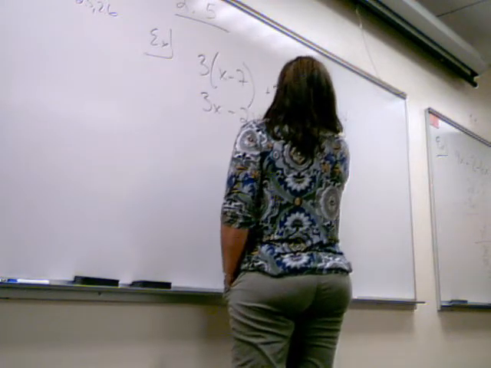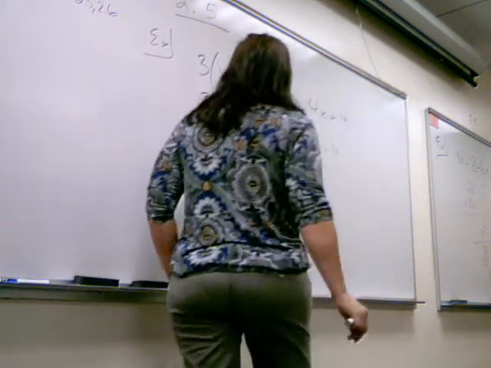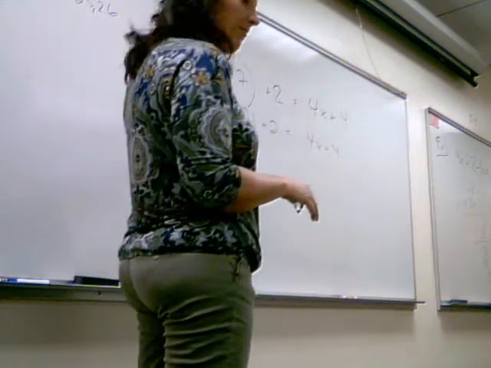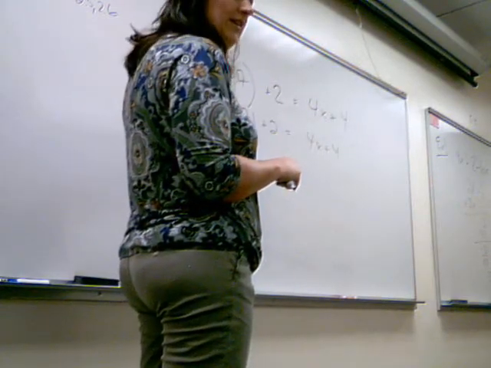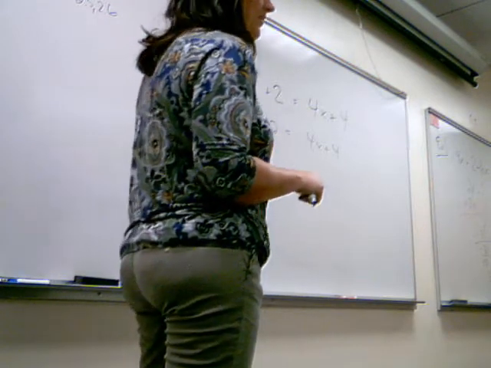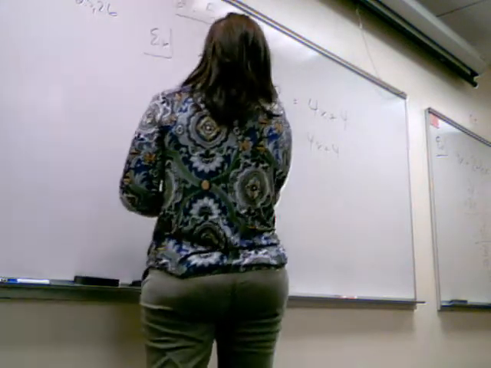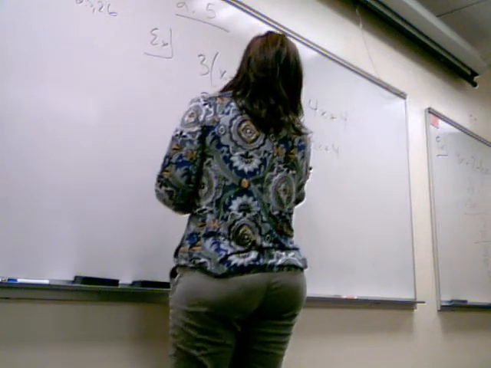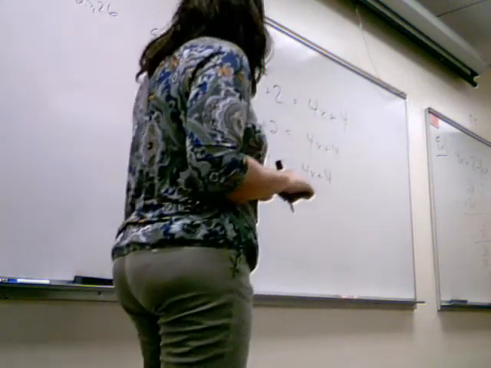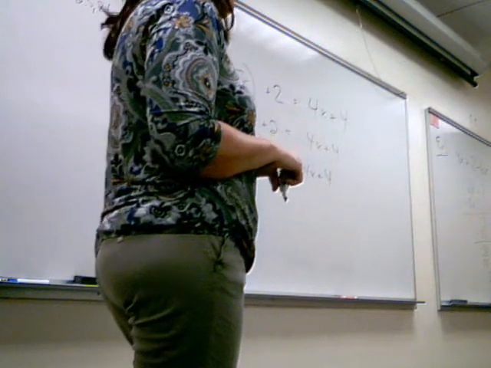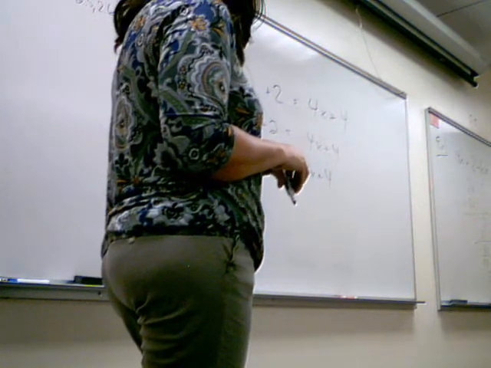Okay? Over here on the right, I'm not really going to need to combine anything, but I will have to combine on the left. So I'm going to have a negative 21 and a plus 2, so that gives me negative 19. Okay, now what would you do? Plus 19 on both sides.